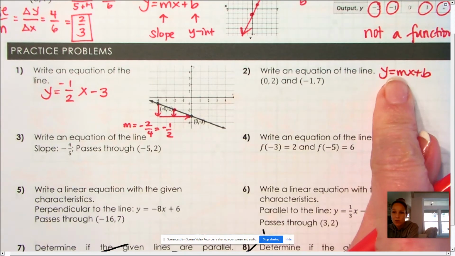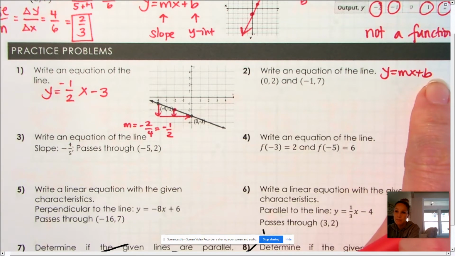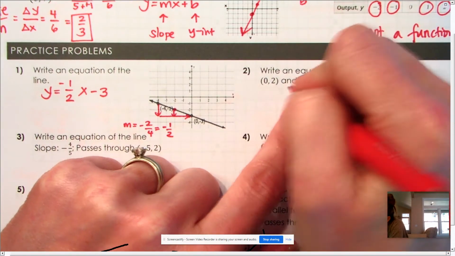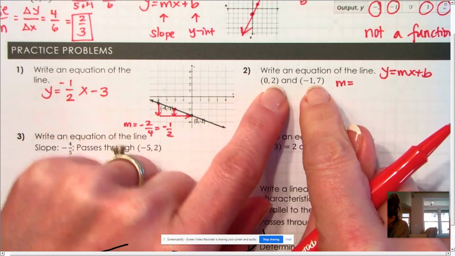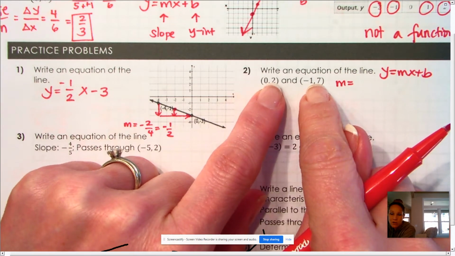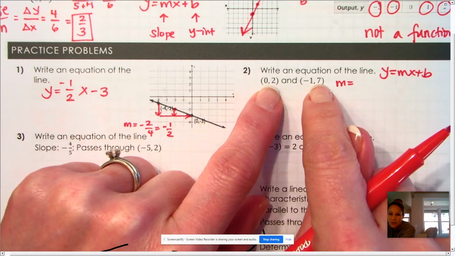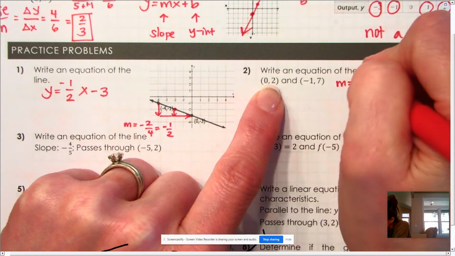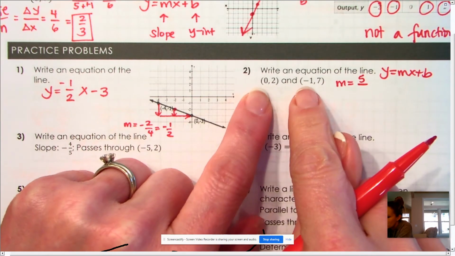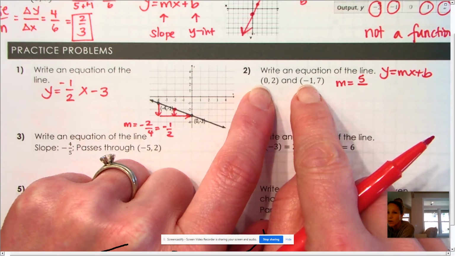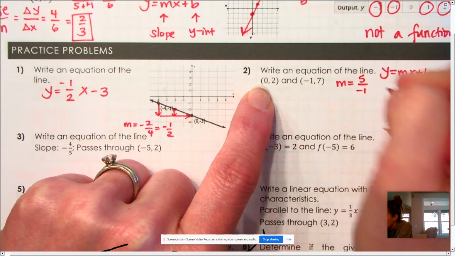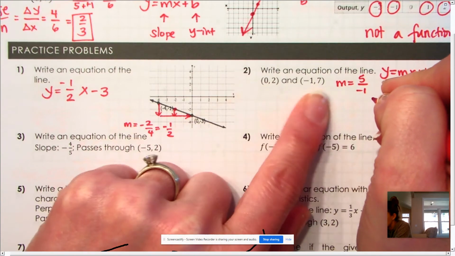We need to know the slope and we need to know the y-intercept. In order to find the slope, I'm going to see how far I went in the y direction. I started at 2 and I ended up at 7, so I went up by 5. In the x direction, I started at 0 and I ended up at -1, so I went backwards by 1. So it dropped, the value went lower.